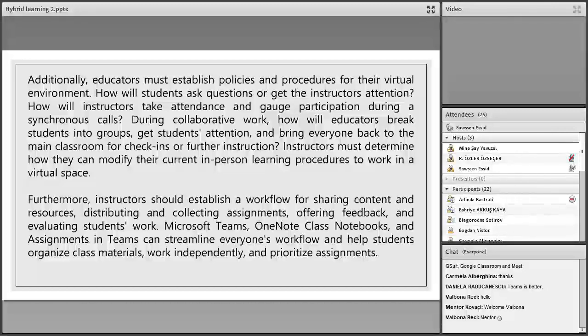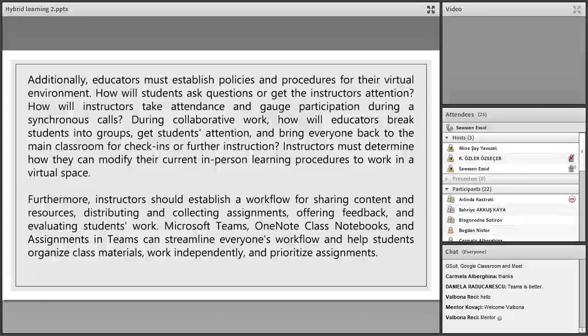So during collaborative work, also, how will educators break students into groups virtually? You see what I mean? Get students' attention and bring everyone back to the main classroom for check-ins or further instructions. So they must determine basically how they can modify their current in-person learning procedures to work in a virtual space. This is also very important, and it needs a lot of effort and courage on the part of the educators.